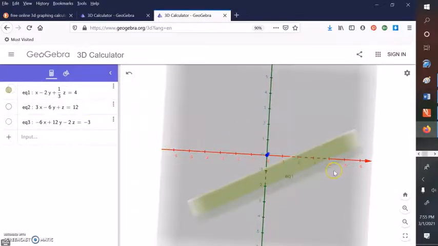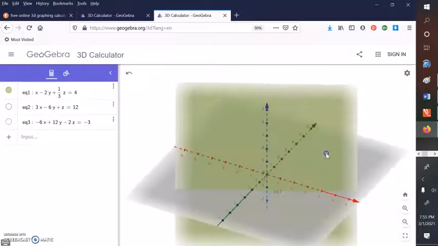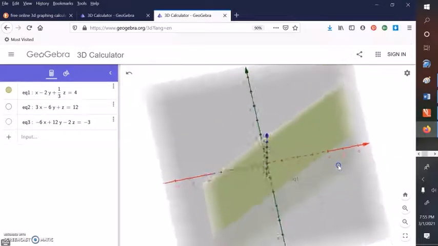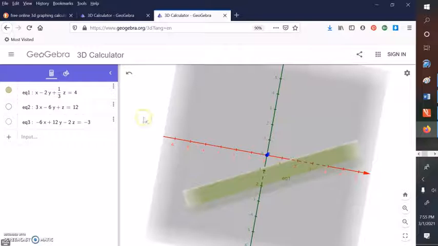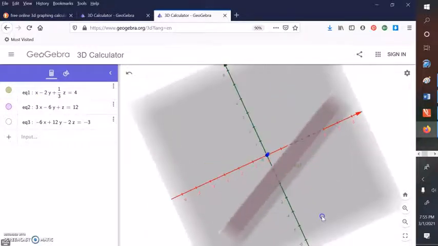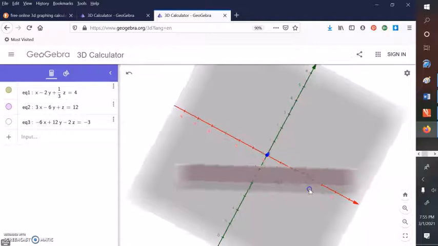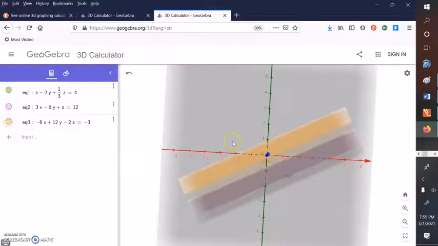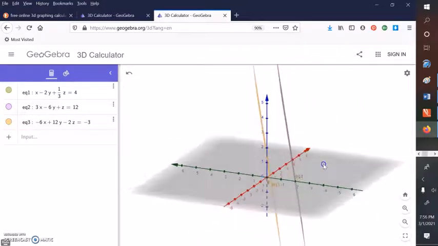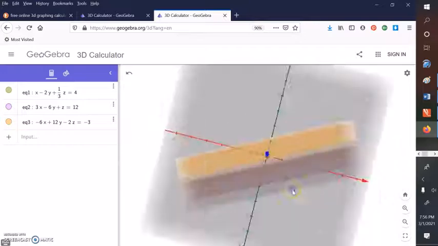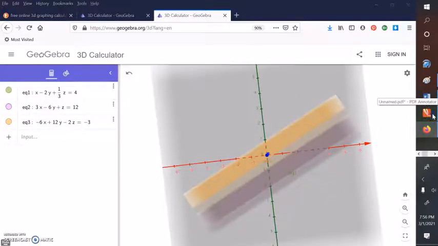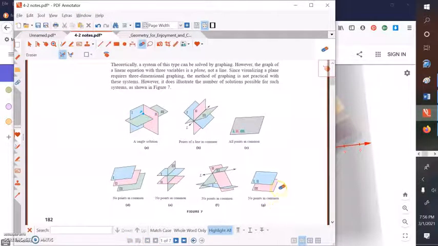If I activate that first equation, I can see the single plane. When I activate the second equation, algebraically we determined that that was the same plane, and that is confirmed by the graph. And then algebraically we suggested that equation 3 was a parallel plane, also confirmed by the graph. So this is reminiscent of example G here, where equations 1 and 2 are indeed the same plane, and the third equation is a parallel plane.